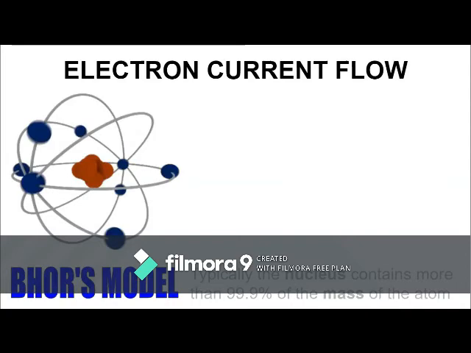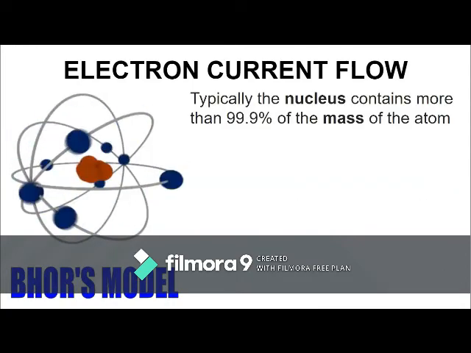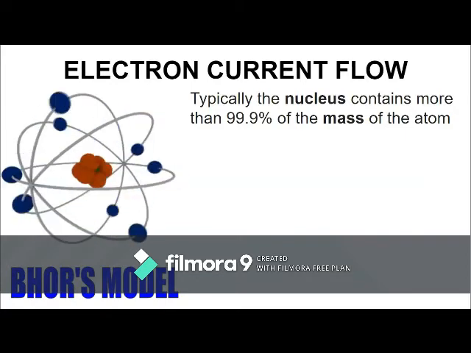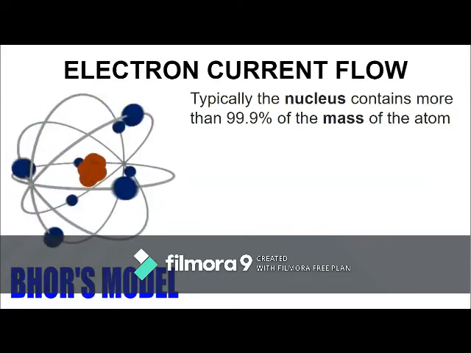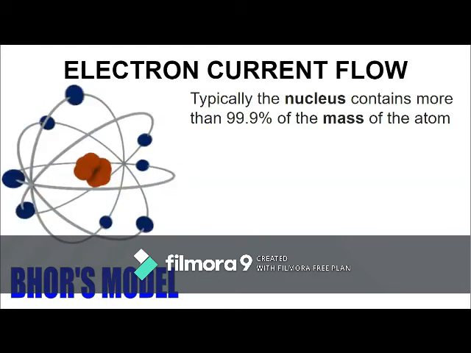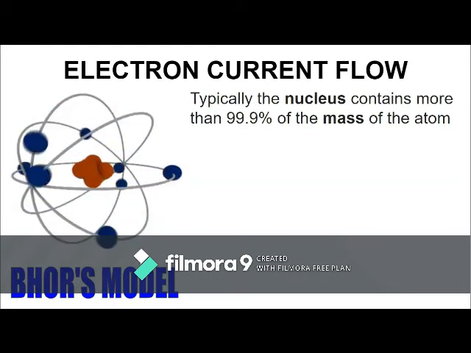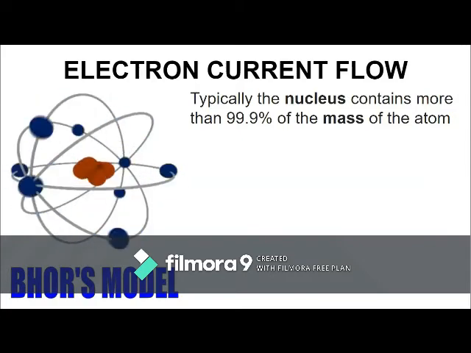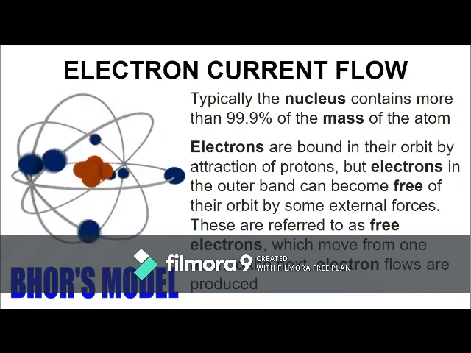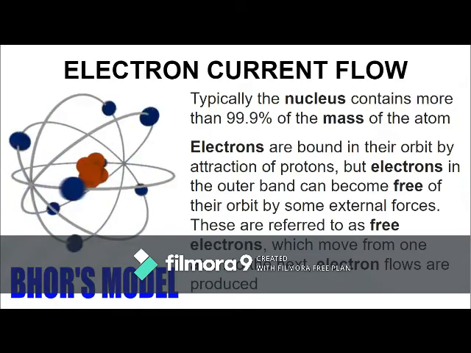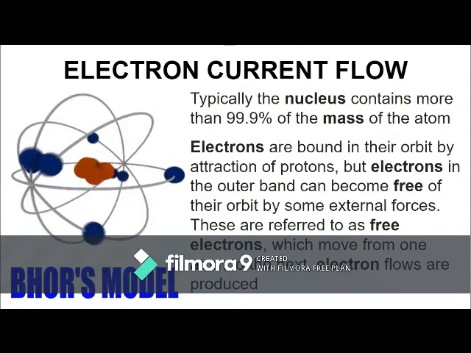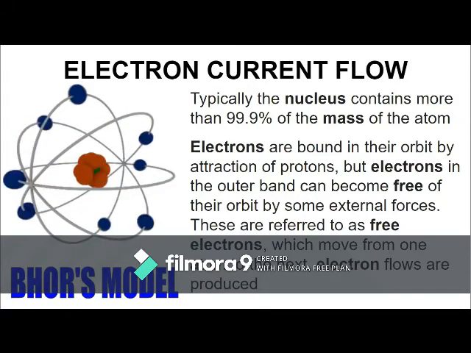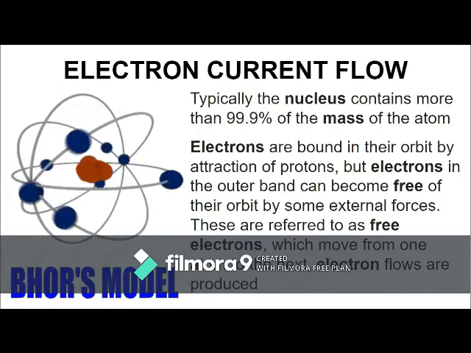One thing that we also have to remember is that the nucleus contains more than 99.9% of the mass of the atom, which means that the weight of the particle is located at the center. Imagine how heavy it is. And the electrons are bound in the orbit by attraction of protons, but the electrons in the outer band can become free of their orbit by some external forces. We usually call these free electrons.